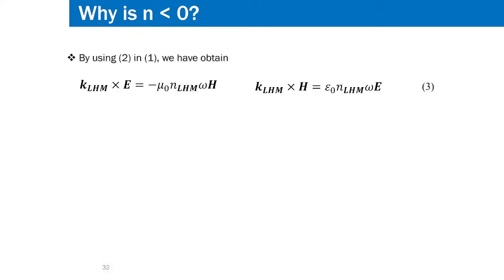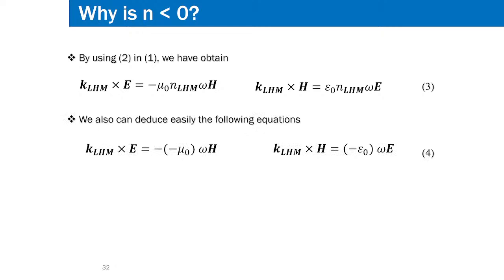So this is the third equation that we have got. K_LHM cross E is equal to minus mu 0 N_LHM omega H. K_LHM cross H is equal to epsilon 0 N_LHM omega E. From this we have to find out what is N_LHM. Now on this same thing, we are going to deduce, using this equation, the following equation.